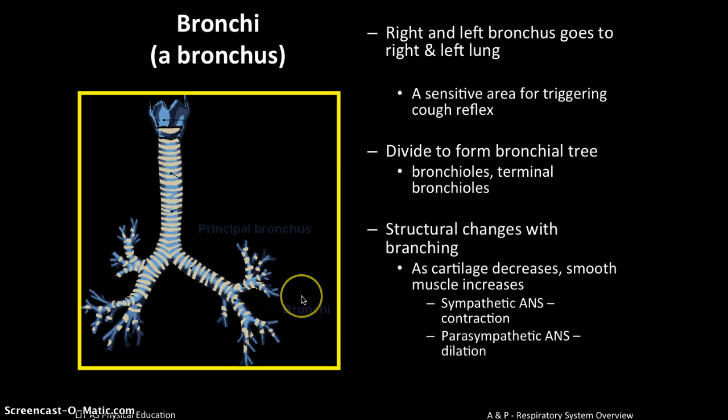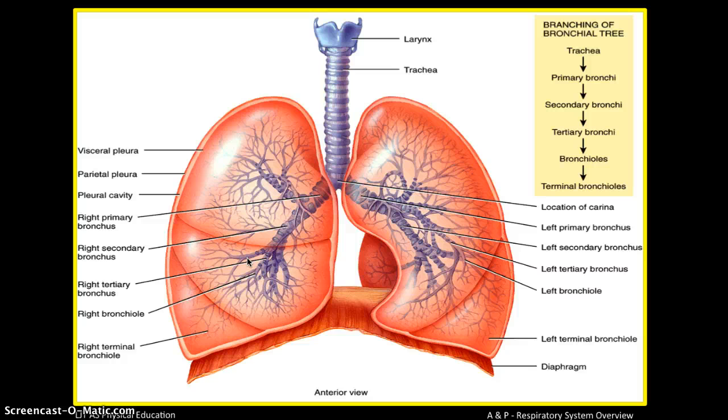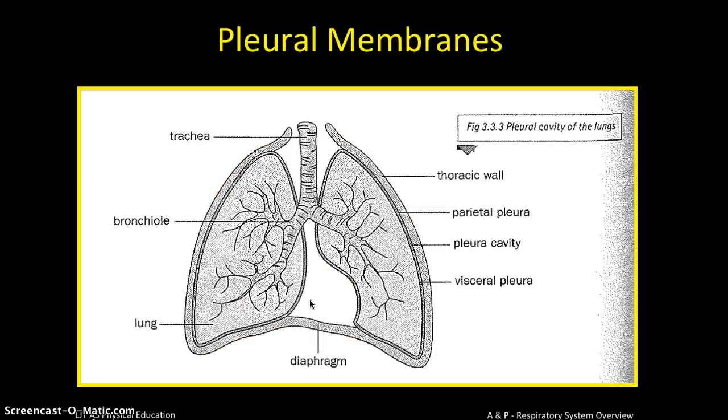And that might relate to sometimes when it's cold, you find your air tubes will narrow, or asthmatics sometimes have constricted, so tighter, narrower air tubes, which doesn't make it easy for them to breathe. Again, pause the video, have a little look there. This just labels the air tubes going down into the lungs.